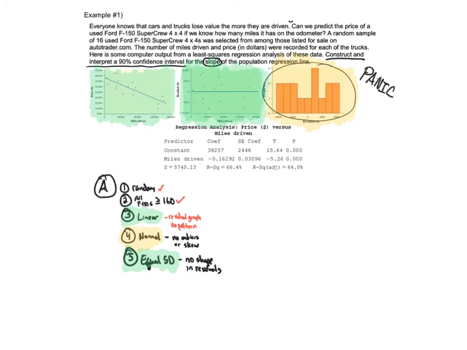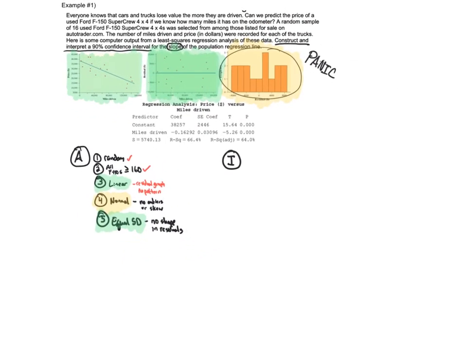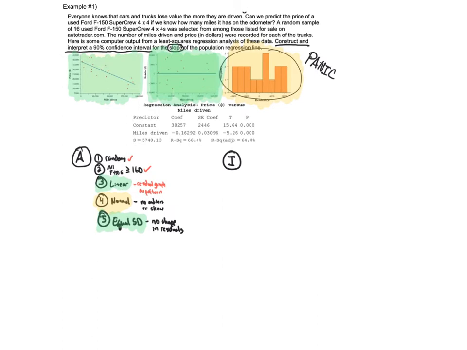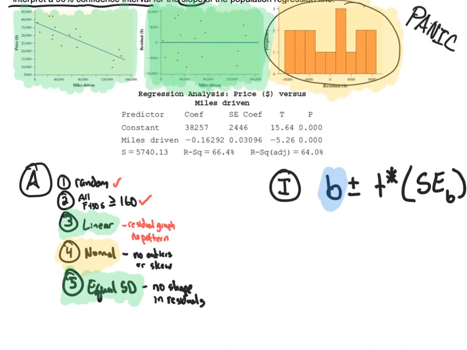Let's go to the interval calculation. Interval calculation, here we go. You ready? Let's do this. I'm going to write it in general: b plus or minus t star times the standard error of b. Okay, so let's first find the b value. Remember, anytime you see the descriptive word, not the word constant, then I'm going to take the actual b value.